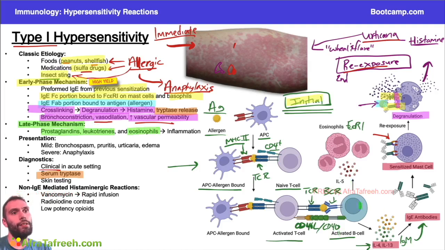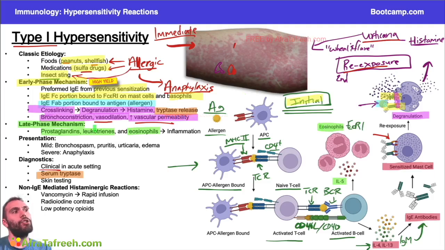Okay, now you can see when we went through this mechanism, I kind of skipped this step here where the B cell can go on to release interleukin 5. And remember, interleukin 5 is very classic for stimulating eosinophils and eosinophil growth. And that's exactly what happens. These eosinophils are just a little late to the party though.